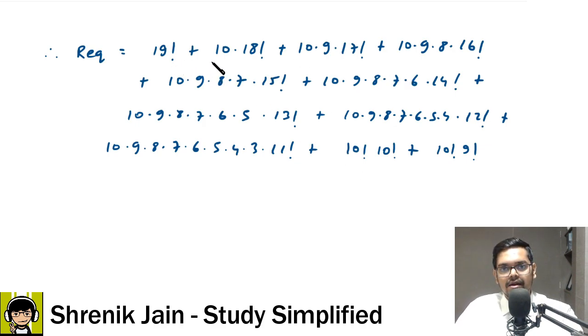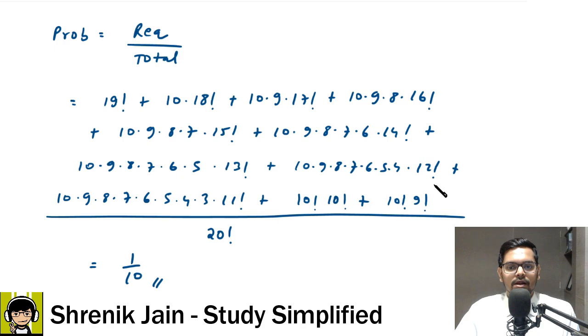Okay, so 19 factorial, this you have seen, right? Then next would be 10 into 9 into 8 into 7 into 15 factorial. Next would be 6 into 14. Next would be 5 into 13. Next would be 4 into 12. So on and so forth. If you go, you will get your answer. So these are your 11 cases, 11 requirements. If I am adding, this is what I am getting. And finally, probability is requirement by total. Simplify and get the answer. I know 1 by 10 I got.